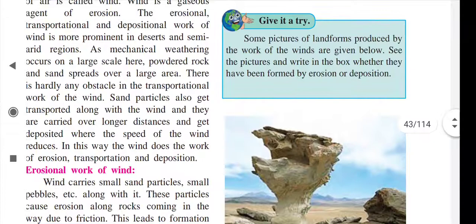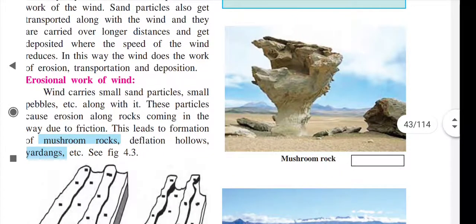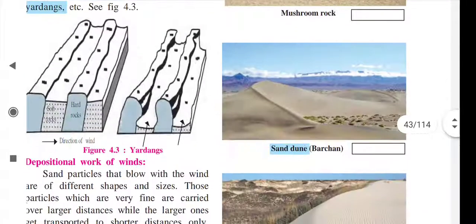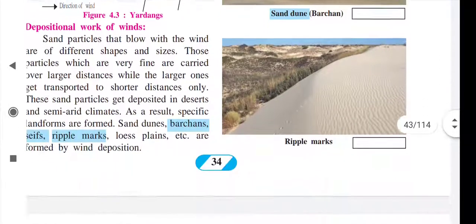So here we have seen some pictures of the landforms produced by the work of wind. They are given below. See the pictures and write in the box whether they have been formed by erosion or deposition. So here is the picture given of mushroom rock. Mushroom rock, it is formed by the erosion. Then sand dune, this is because of deposition and transportation.